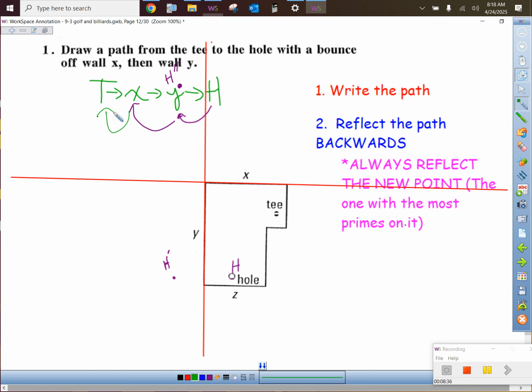A point or a line? Point. You're done. We're out of lines. No more lines, right? We are done reflecting. So it is time to connect. And please let me do this first and then you follow my lead.